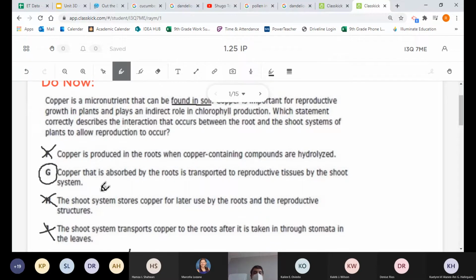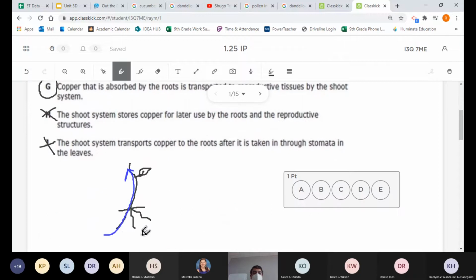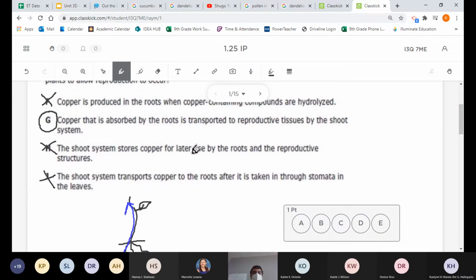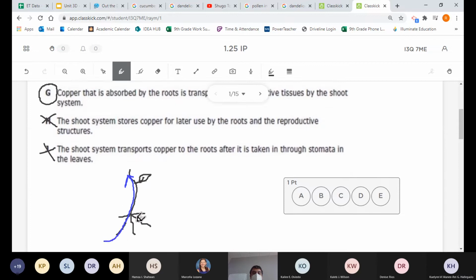And there you go. Copper that is absorbed by the roots, so right, it's absorbed through the roots, is transported to reproductive tissues by the shoot system, which is what the shoot system does. It transports stuff. And there you go.